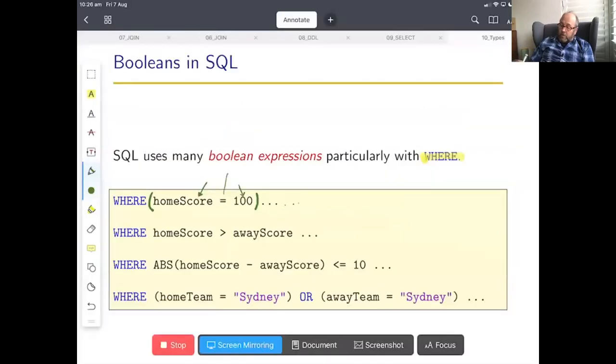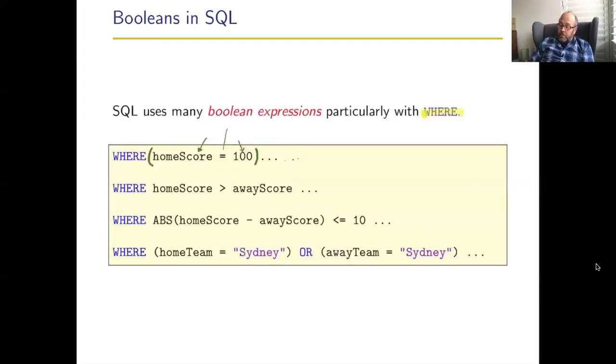Here's another Boolean expression: home score is greater than away score. It examines a row, looks at the home score value and the away score value. If the home score is strictly greater than the away score, then this Boolean expression has the value 1. If it's not, it has the value 0.